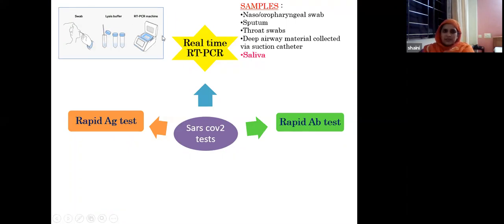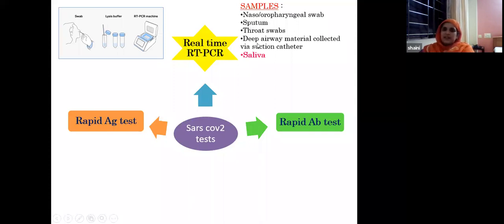So the RT-PCR test is done, and samples can be commonly a naso-oropharyngeal swab. Now, in patients who have sputum, throat swabs are positive in a week, 1 or 2 weeks it is positive, but after that they do not show positivity generally. Sputum can also be taken if the patient has cough symptoms.